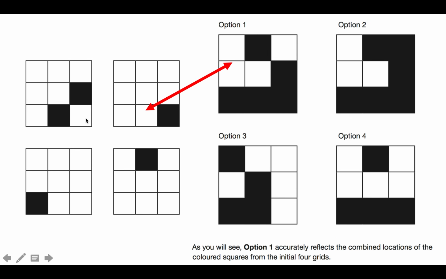If we do that in our heads, option 1 from all the 4 selected here is the correct answer, because we've got that black square there, we put these 2 here, we've got this one there, and then this one at the top. So that's the only option there.